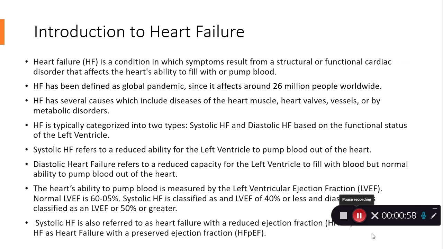The heart's ability to pump blood is measured by the left ventricular ejection fraction, or the LVEF. A normal LVEF is about 60 to 65%. Systolic heart failure is classified as an LVEF of 40% or less, and diastolic heart failure has an LVEF of 50% or greater. Systolic heart failure is also referred to as heart failure with a reduced ejection fraction, or HFrEF, and diastolic heart failure is often referred to as heart failure with a preserved ejection fraction, or HFpEF.